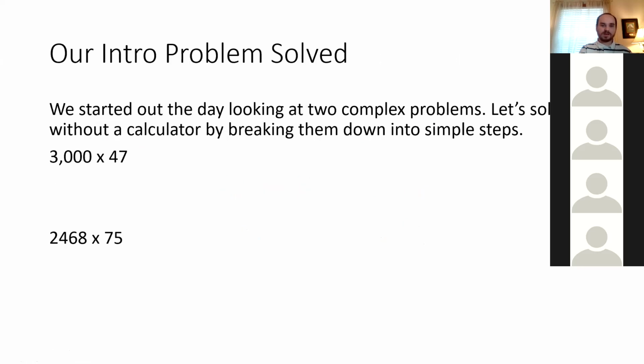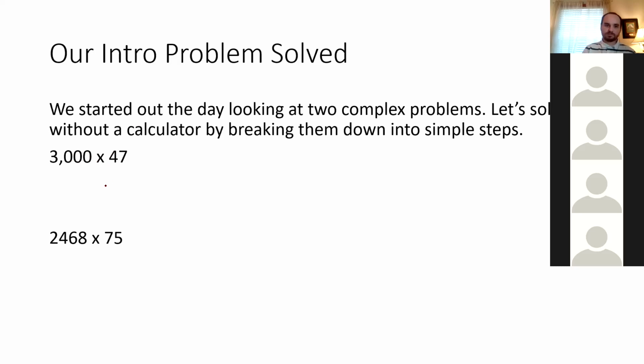So now what we're going to do is come back to our original problems. Our original problems had these big numbers that you probably would never want to multiply in your head. But we're going to go ahead and try to do those right now. So we started out looking at 3,000 times 47. What is a way that we can break down 3,000?